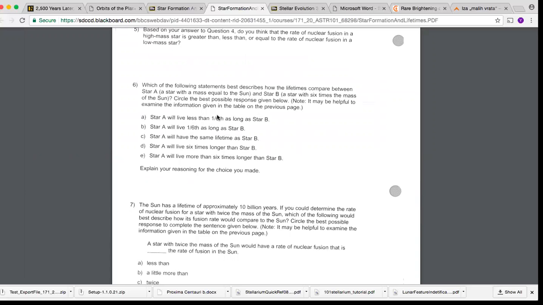Somebody else, what do you say? I put B. Hmm? B, 6 as long. No, Raúl is completely correct. The star A will live longer because it is like the sun, and the other star is 6 times more massive than the sun. And we know that the more massive the star is, the faster it will fuse, simply because it has more gravity. It's going to create higher temperature in the core, and the fusion rate will go much faster. So even though it has more mass, more fuel, it's going to go faster through that fuel, and it's going to live much shorter lifetimes.